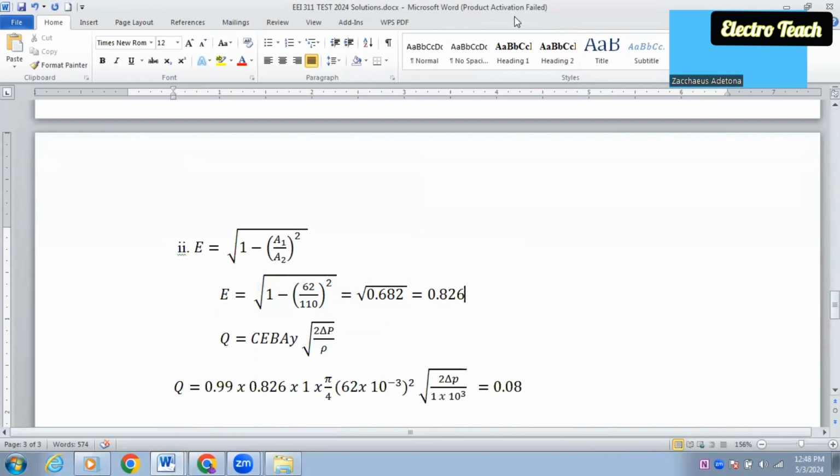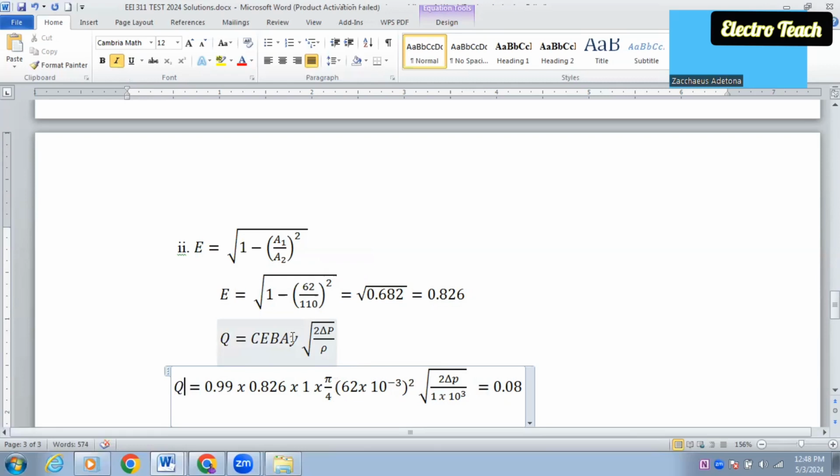Okay, using these parameters, now the Q, the flow rate, Q equals C E B A sub Y, square root of 2 delta P over rho. If you substitute that, we have Q equals 0.99 times 0.826 times 1 times pi over 4, 62 times 10 to the power minus 3 squared. That is the area at that point, A sub Y. We use sub Y to identify that point. Square root of 2 delta P divided by rho, and the rho is 1 times 10 to the power minus 3.